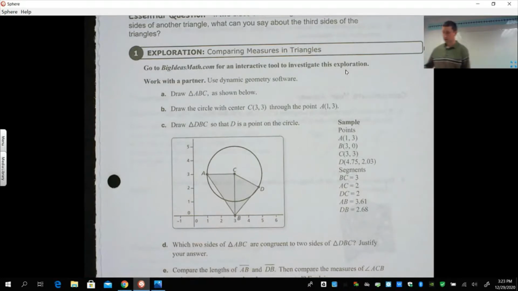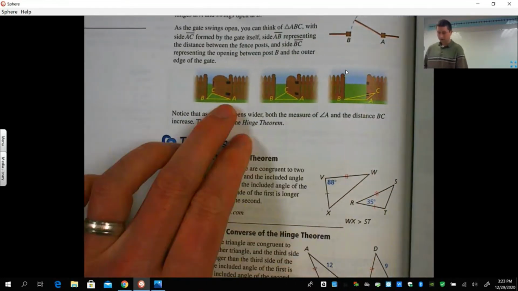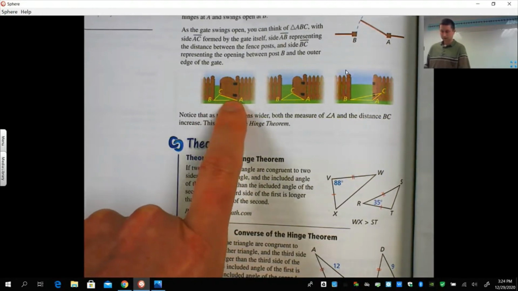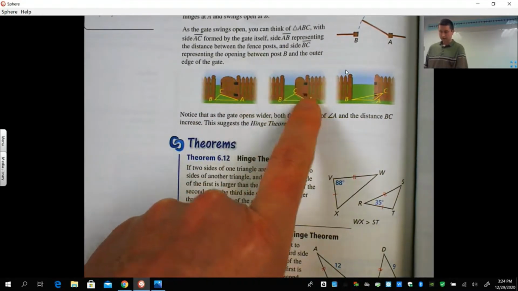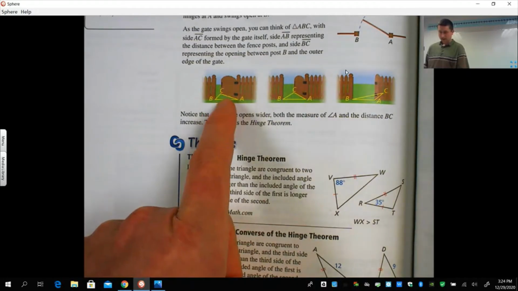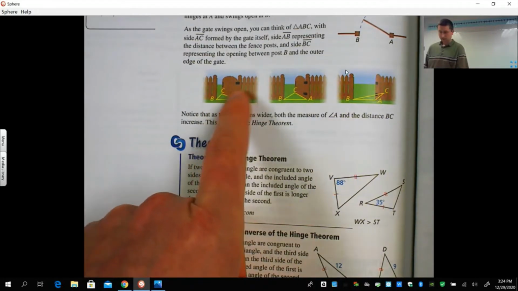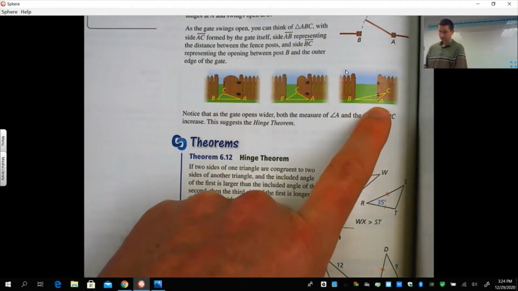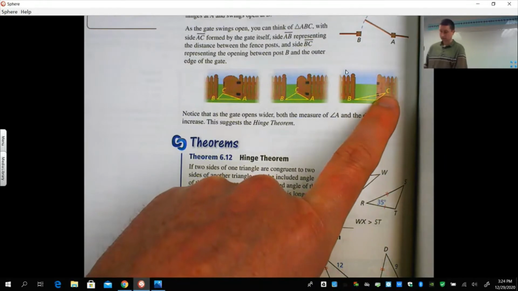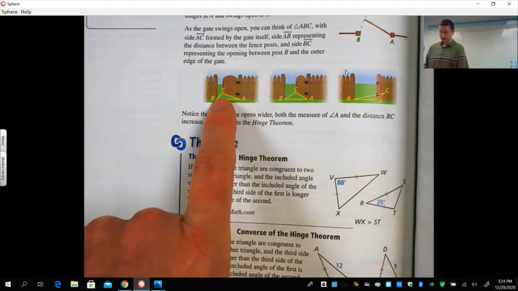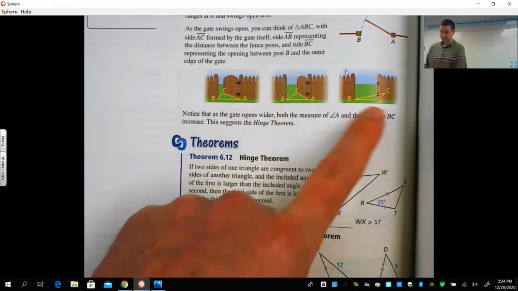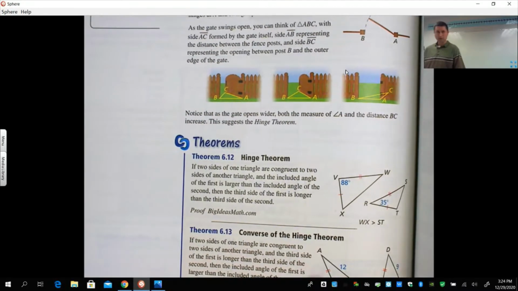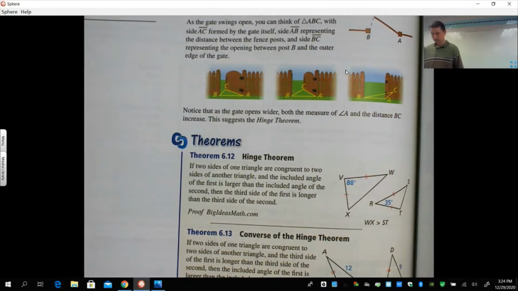They have a nice diagram here in the book for the hinge theorem. That's why they call it a hinge. A gate is swinging. The distance between the posts is fixed, and the gate is swinging open, and as that B to C gets longer, angle A is going to get bigger. Angle C is consequently getting smaller in that case, so is angle B. So watch angle A, as the door swings open, angle A is getting bigger. That's what we refer to as the hinge theorem. We also have the converse of the hinge theorem, which basically works the other way.